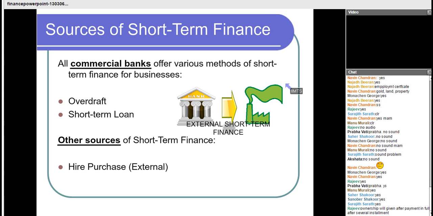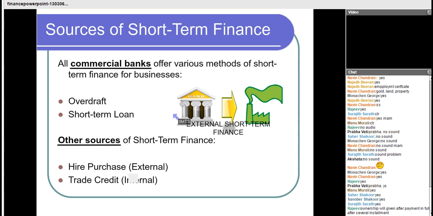Yes, after several installments. So this is now a very popular means of investment and finance at present. Most of the vehicles, the big things, even the house, the property, everything is available on hire purchase agreement.